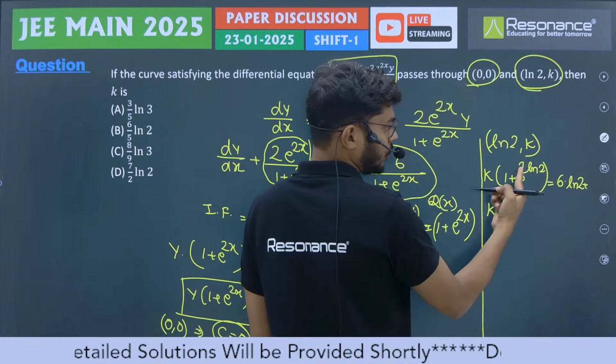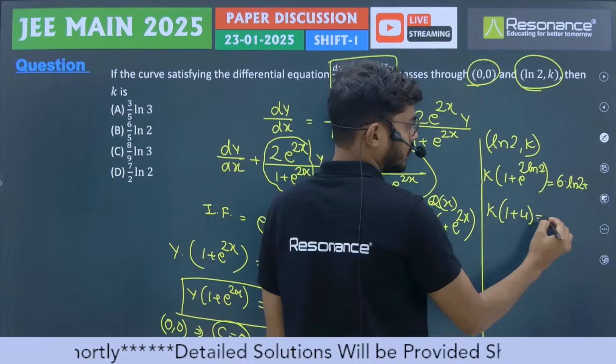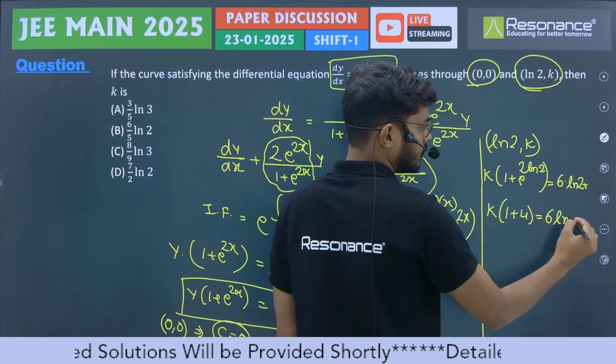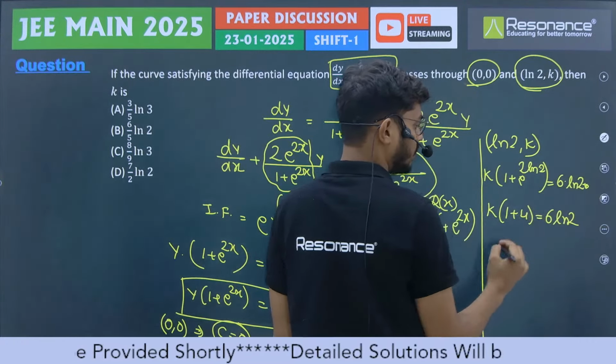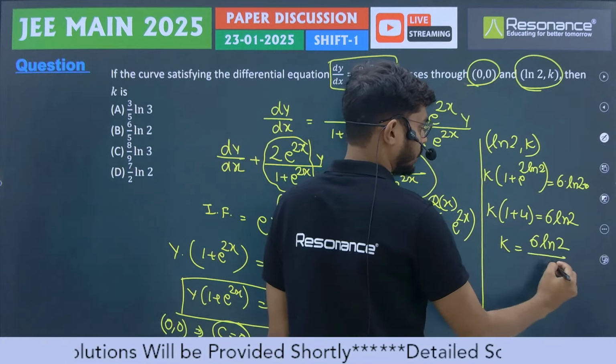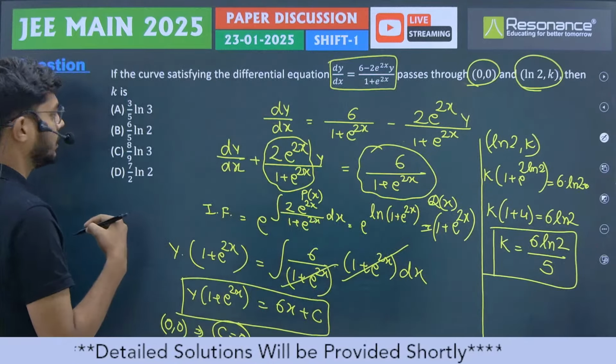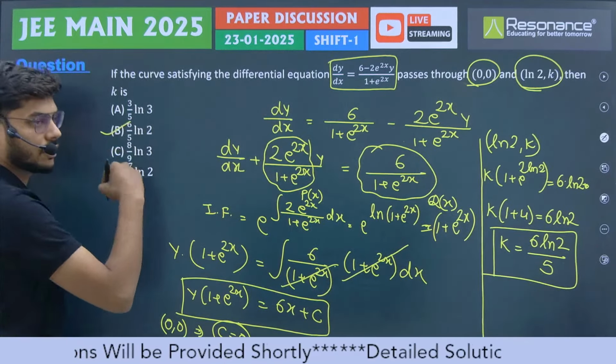K, 2 square, that will be 4. So I can say this is nothing but 1 plus 4, 6 ln2 plus 0 will be there. So k will be nothing but 6 ln2 by 5. Check any option is there. 6 ln2 by 5, option number B.